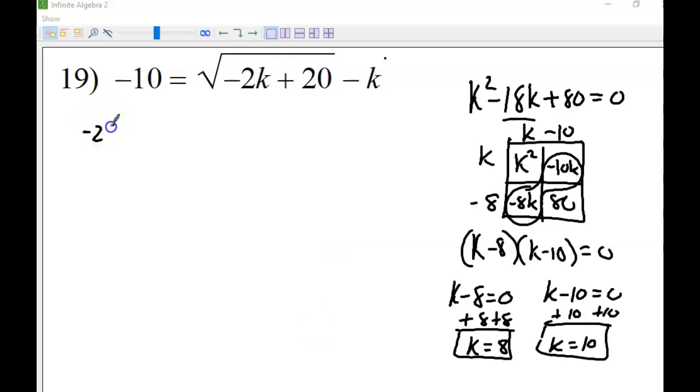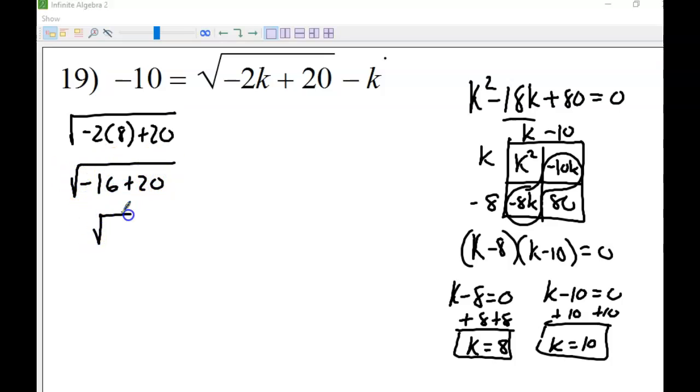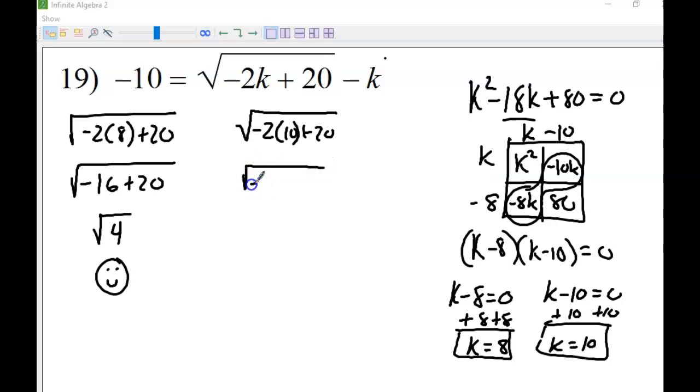So if I plug in 8, let's see what we get. That's good. We have a positive underneath the square root. Let's plug in the other one. Oh, nope, it's okay. That makes 0. The square root of 0 is good too. That's not a negative number, so we're good. So both of our answers are good answers.